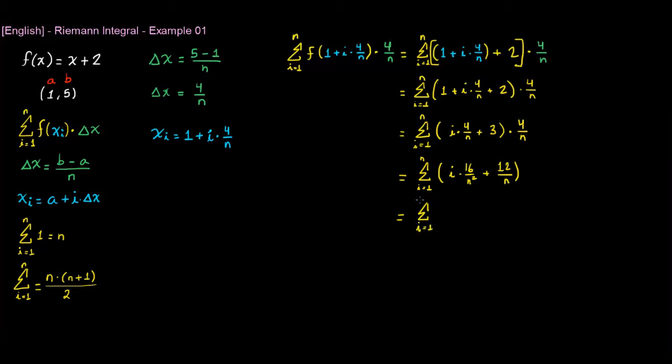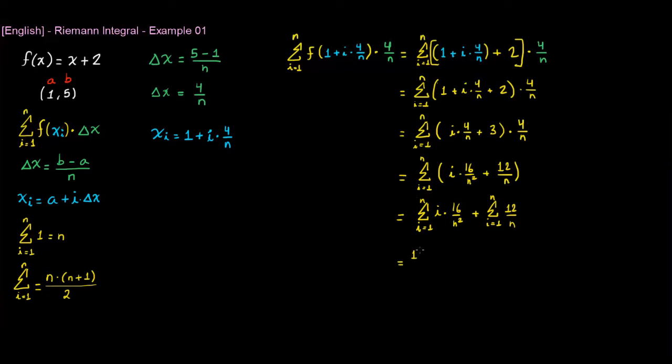The summatory from i equal to 1 until n of 16 over n squared times i, plus the summatory from i equal to 1 until n of 12 over n. Now here I'm going to remember something. This 16 over n squared and this 12 over n are constant. They should be treated as constant. So I can apply this property of summatories of putting this one outside the summatory. And that's what I'm going to do in the next step.